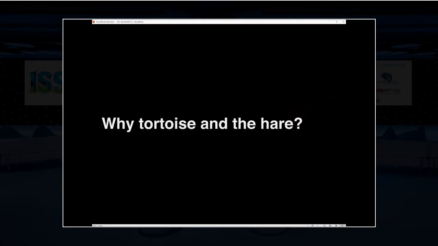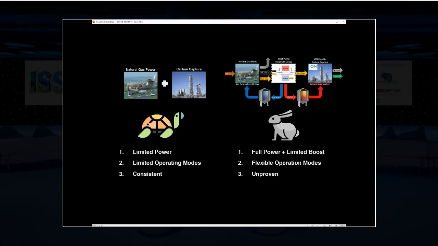So where do the tortoise and the hare come in? I like to look at the existing technology as similar to a tortoise in this scenario, because compared to existing technologies, it has limited power. So just like a tortoise would, it can go slower than other animals would in the wild, per se. It also has limited operating modes. However, it is quite consistent.